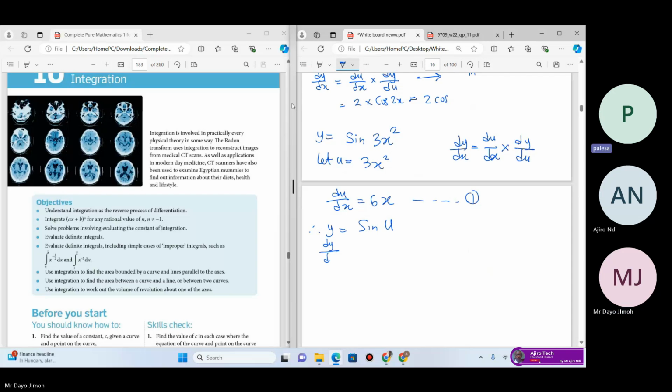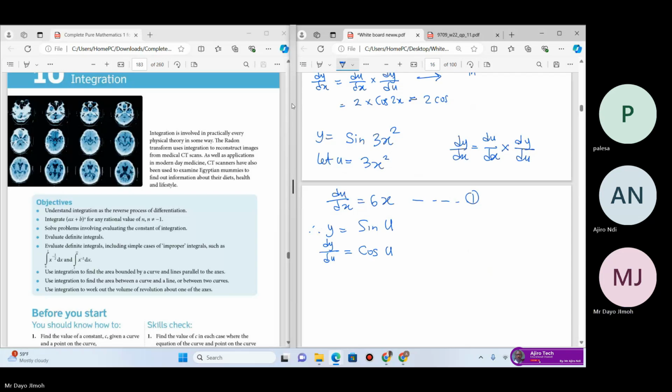dy du. Yes, because right now y is not a function of x. y is a function of u. So dy du equals what? What is the derivative of the sine function? Cos. So dy du should be cos u. Okay?